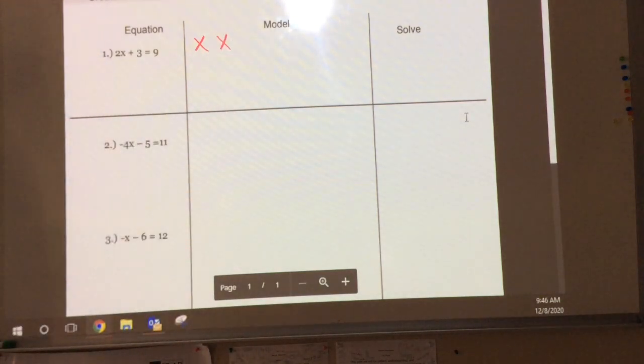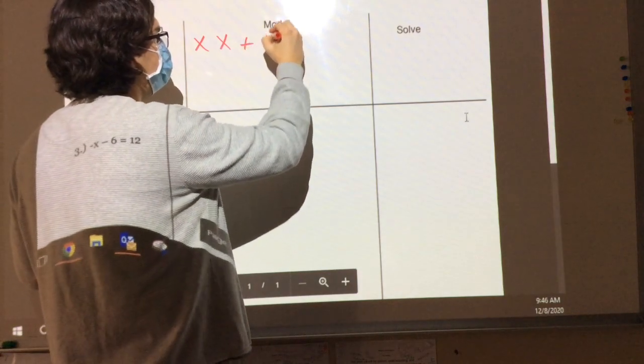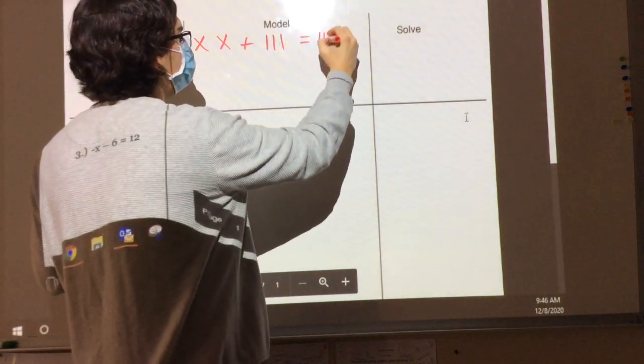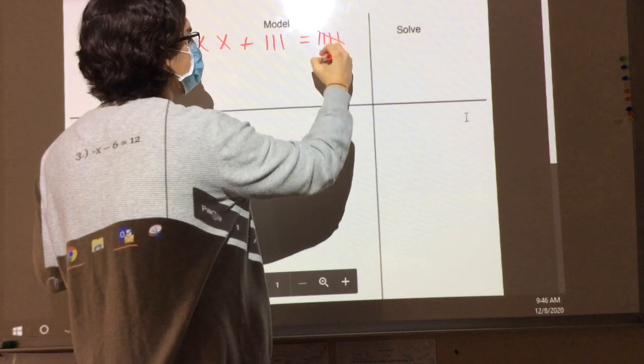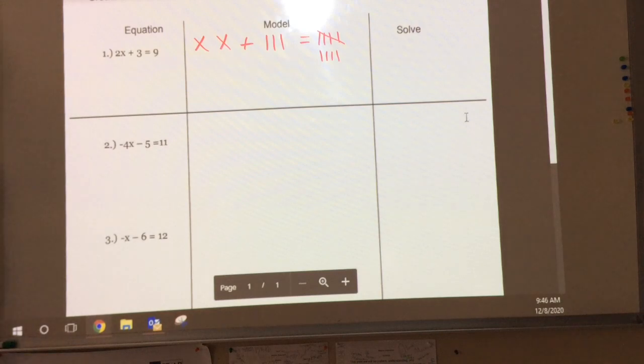Two x's plus 1, 2, 3 is equal to 1, 2, 3, 4, 5, 6, 7, 8, 9. I agree it's a little confusing. I agree, but bear with me though. Let me show you what it means.